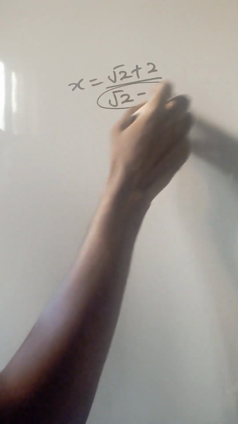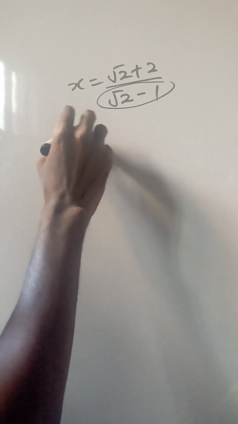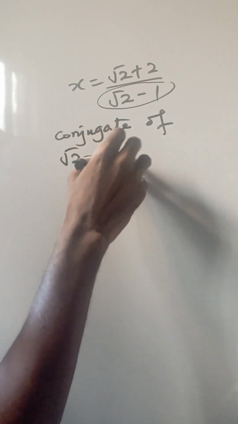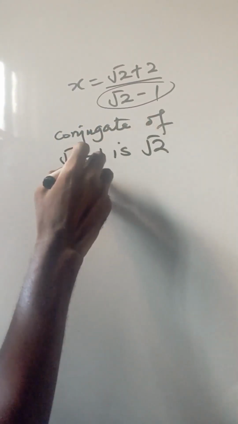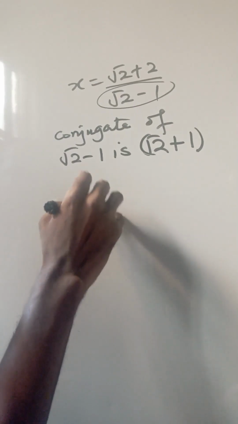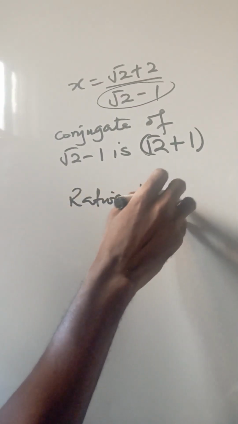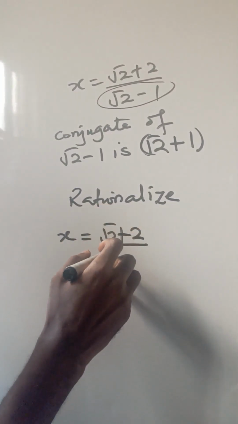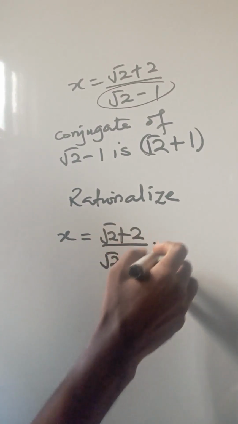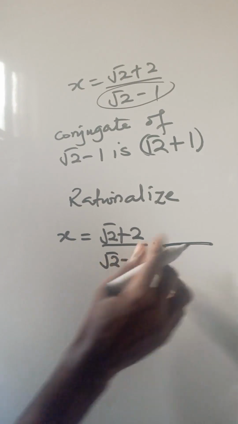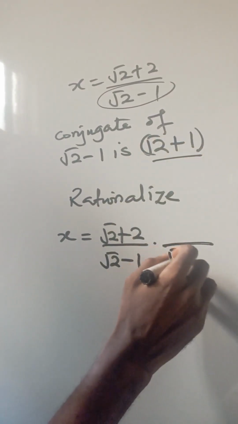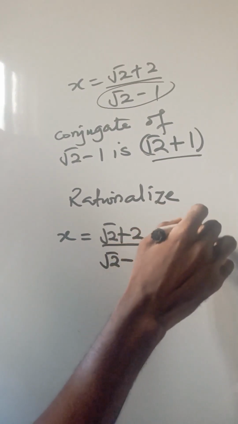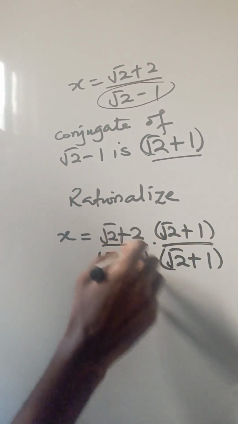But we don't leave this like this. Now the conjugate of root 2 minus 1 is, you write the same thing, changing the sign to plus. Now we are going to rationalize. That's the principle of surds, rationalize. If we are to rationalize that, we have to multiply the numerator and the denominator by this conjugate. So root 2 plus 1, root 2 plus 1. So this is what we have left.